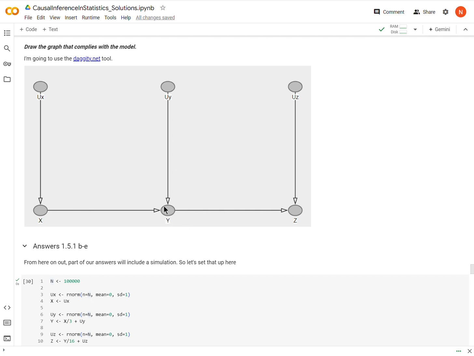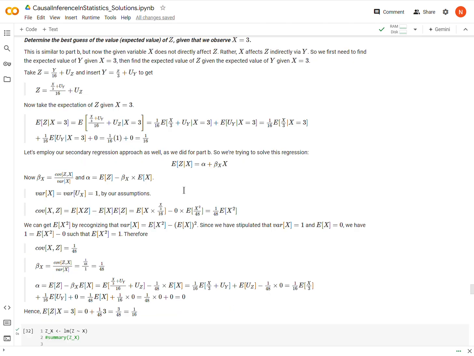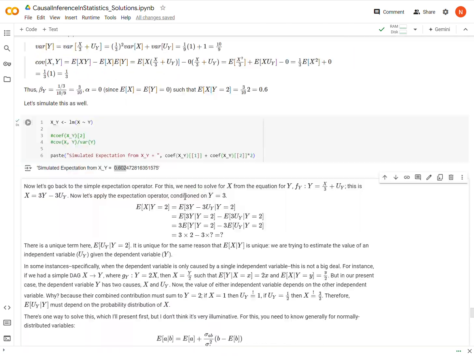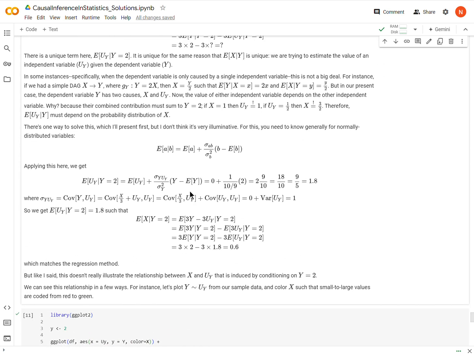And so if I know the value of y, that means that the values of u of y and x are going to be linked. They have to coordinate in such a way that y equals 2. So if x equals 3, u of y has to equal 1. So that's going to throw a wrench into how we go about solving this. Let me scroll back down here.